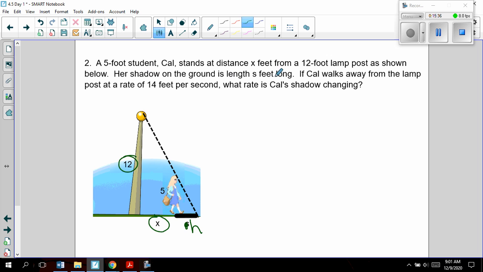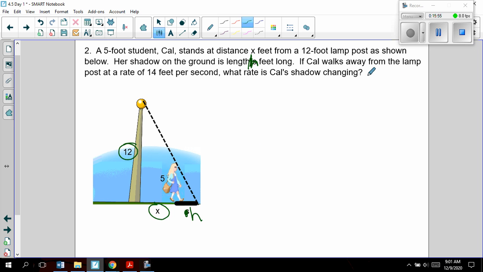Okay, so her shadow on the ground is, again, I'm going to make this an H for everybody's ability to read my handwriting. So if Cal walks away from the lamppost at a rate of 14 feet per second, as I read this, that's not labeled on there. So I'm going to want to do a couple of things when I put that on here. I'm going to put an arrow for walking away. So my Cal girl here is walking away, so I'm going this to the right. I'm also going to want to write the rate with it. So it's 14 feet per second.